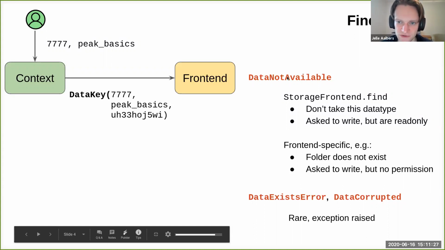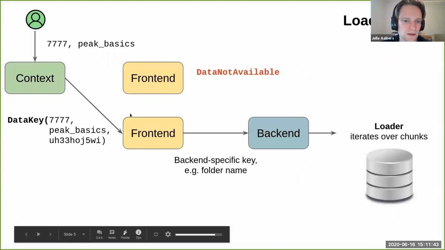Okay, suppose you're in this situation, the data is not available. That's too bad. What will it do? It will go on to the next front end and try to find it there. So let's consider the case of loading data. In the next front end, suppose that does have the data. What it will then give is some kind of way of going to a backend, which knows how to actually load the data. The front end produces a kind of key, which depends on the backend.